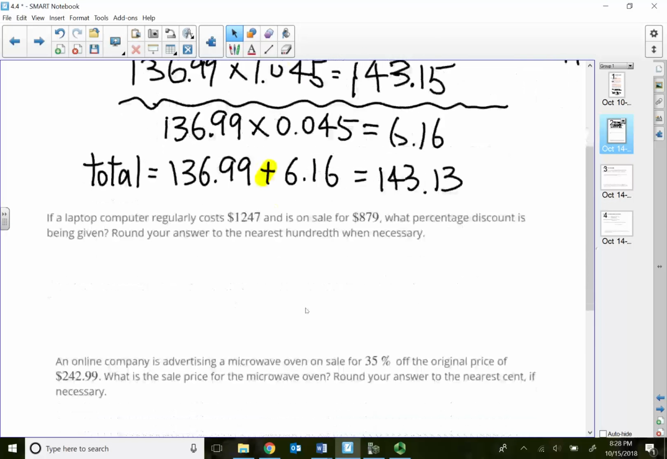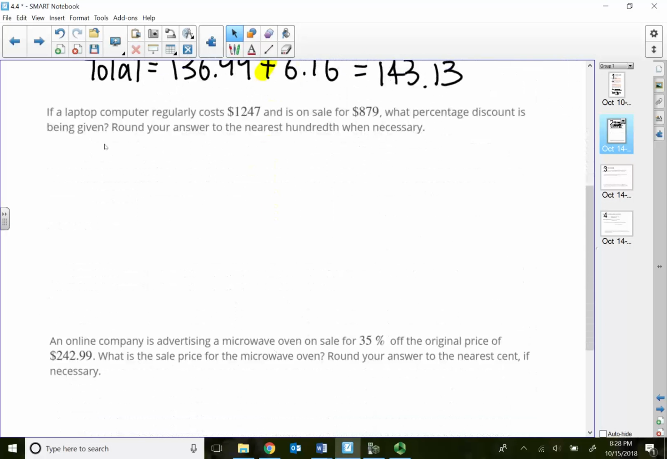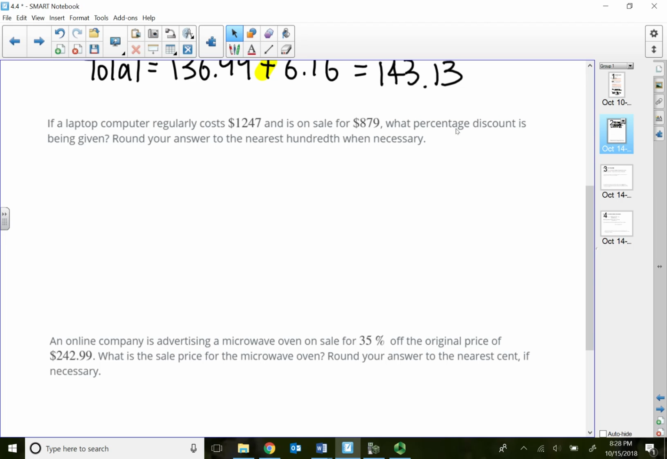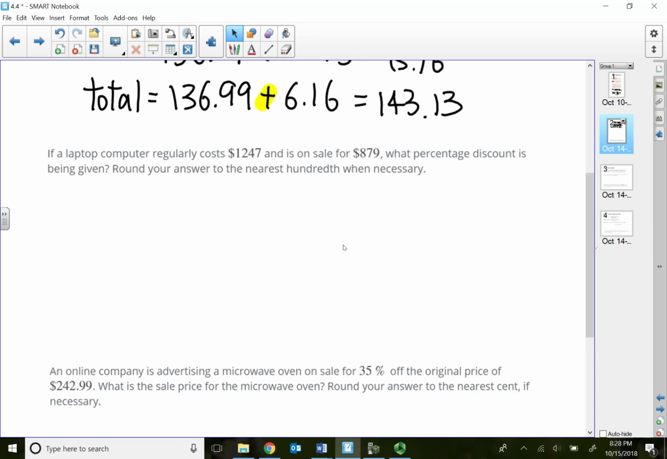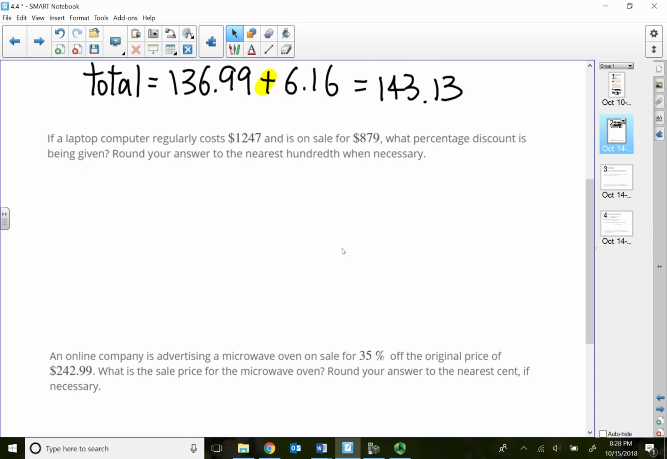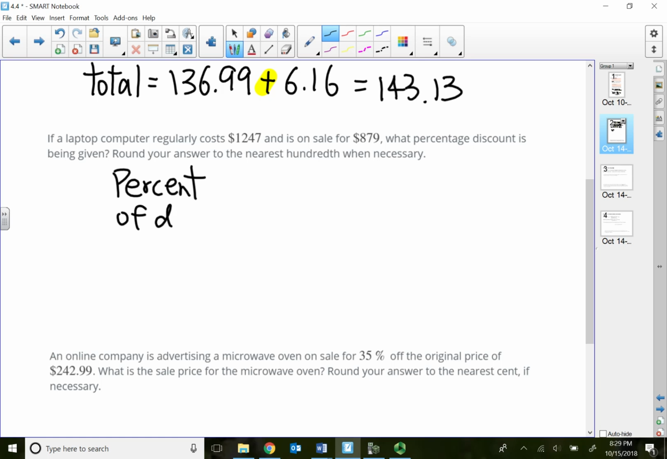All right, let's try another one. If a laptop computer regularly costs $1,247 and is on sale for $879, what percentage of discount is that? So I'm looking for the percent of discount. That means my part has to represent the discount.